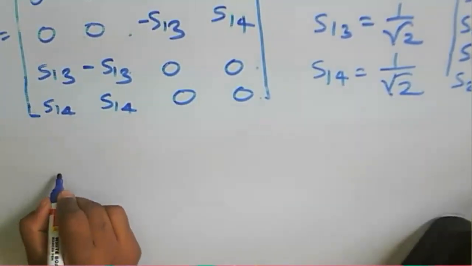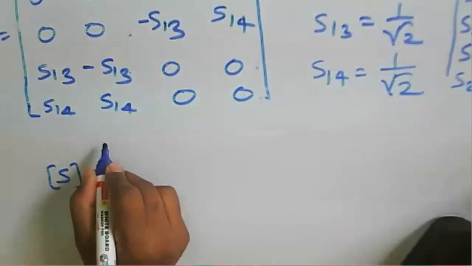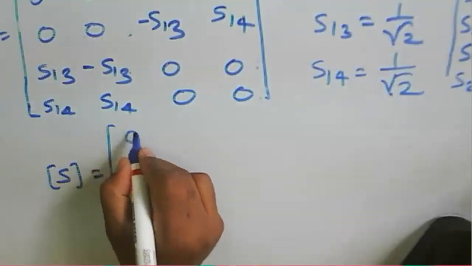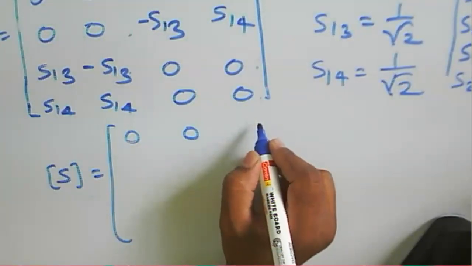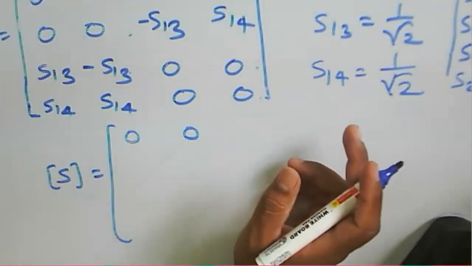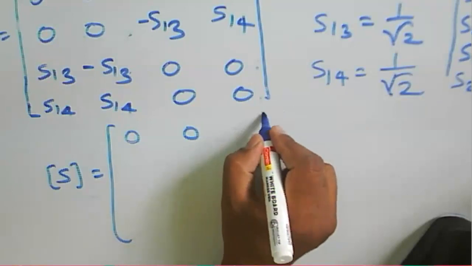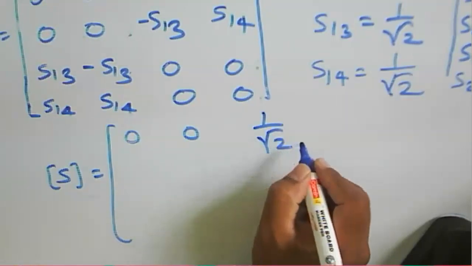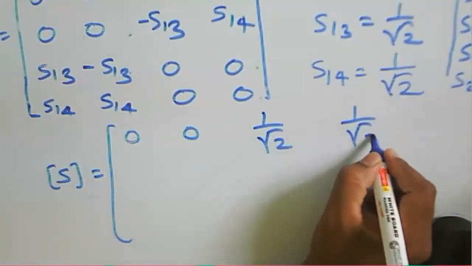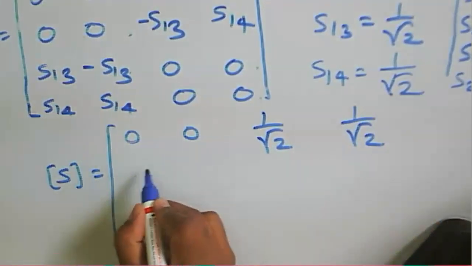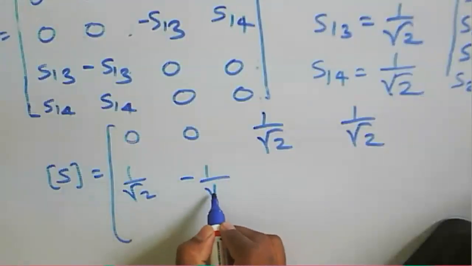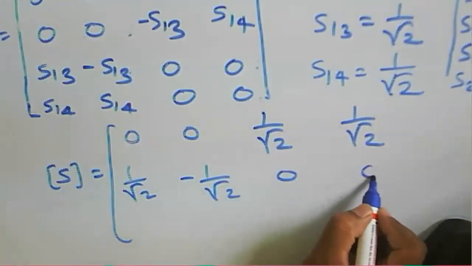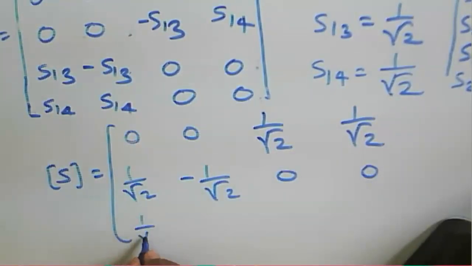It is equal to what? 0. This one is 0. S13 is equal to what? We said that it is 1 by root 2. It will be 1 by root 2. This one is again 1 by root 2 here. Then S13, 1 by root 2. Here minus 1 by root 2. 0, 0. 1 by root 2 here.